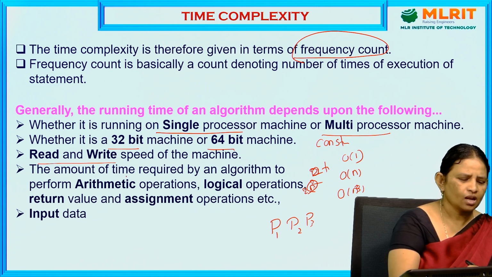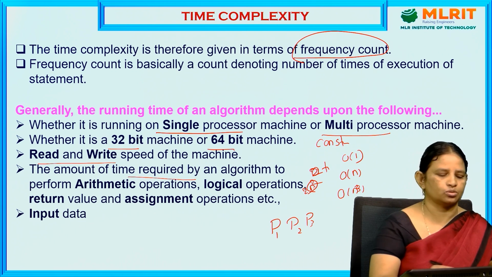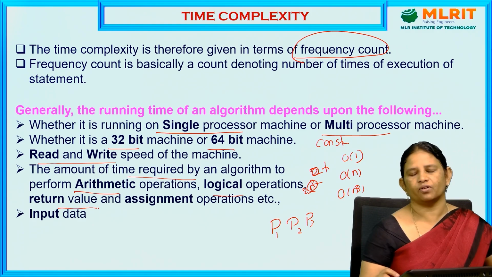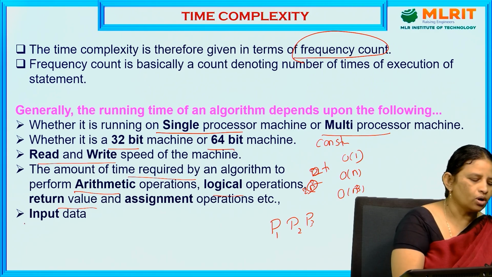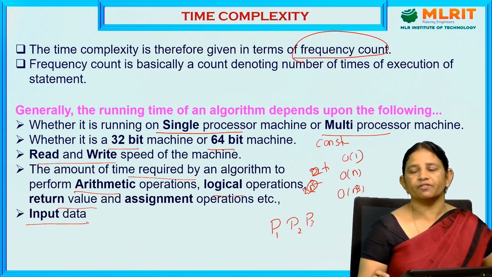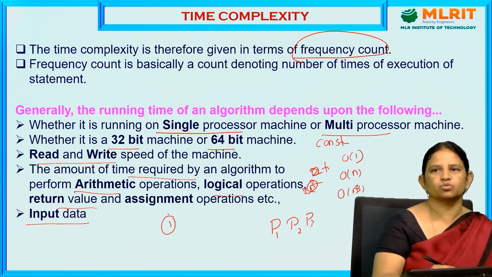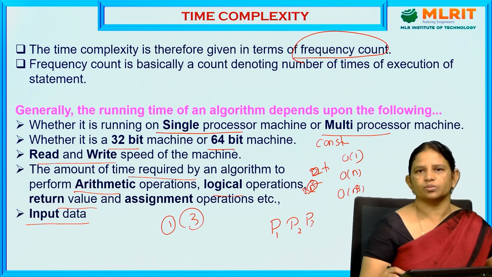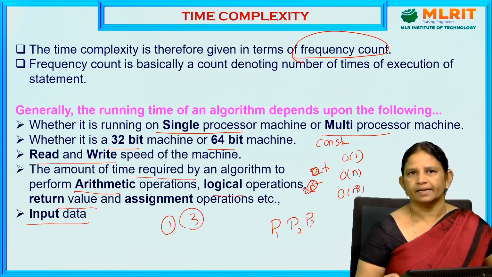Next, the amount of time required by the algorithm depends upon the operators also. Arithmetic operators, logical operators: how much time is taken for the assignment operator, for the return statement, and also input data. That means how many values you are taking from the keyboard. If you are taking a single value, it takes only 1 unit of time. If it is 3 values, 3 units of time. So that is also one of the important factors for measuring the time complexity.